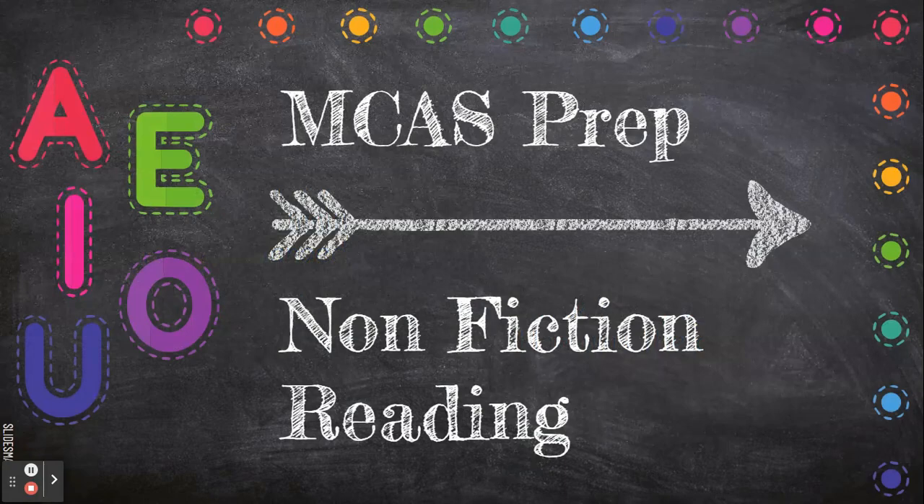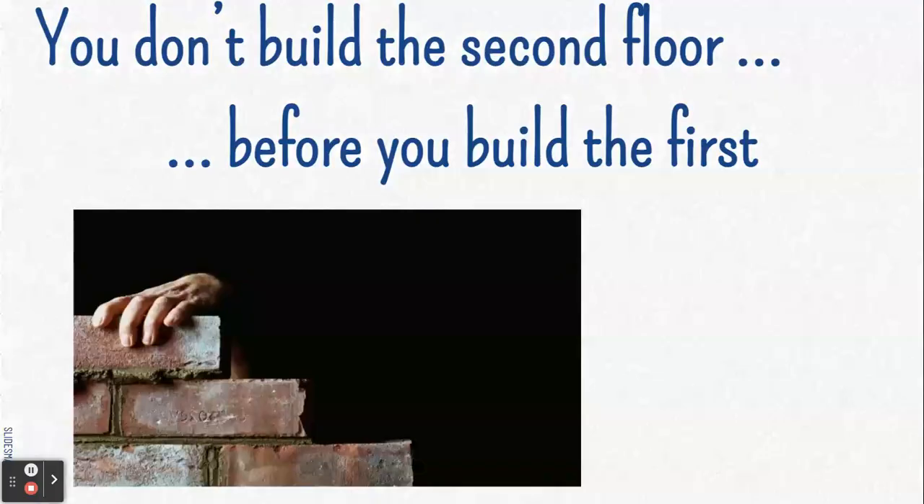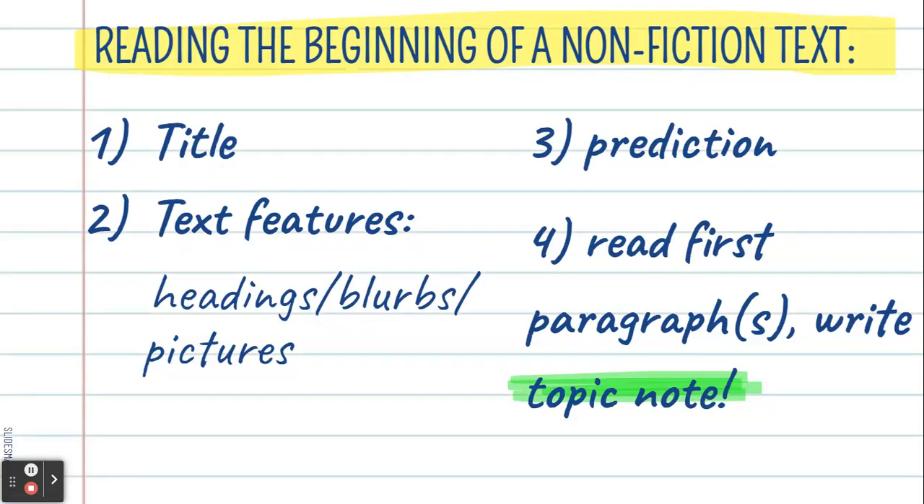Okay, let's talk nonfiction reading strategies for a moment. We have to build our theme. You know, I like this analogy: you don't build the second floor before you build the first. Likewise, that's how we craft the author's claim when we're reading a nonfiction text. At the beginning of a text, you look at the title, you look for any text features like pictures or blurbs or headings, make a prediction, what do you think it's going to be about, and then read the first paragraph, maybe 2, and write a topic note.